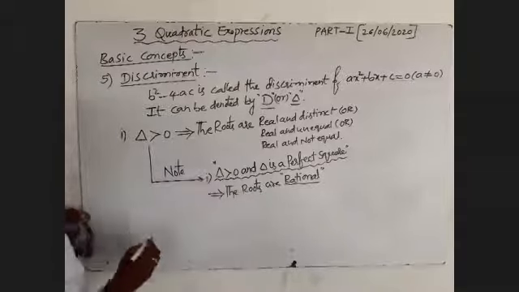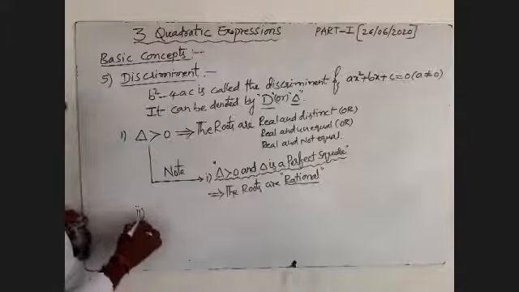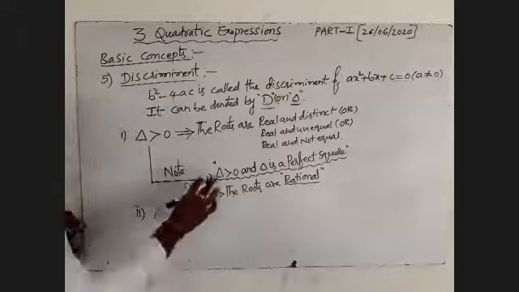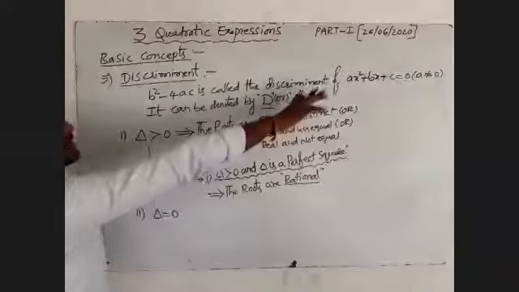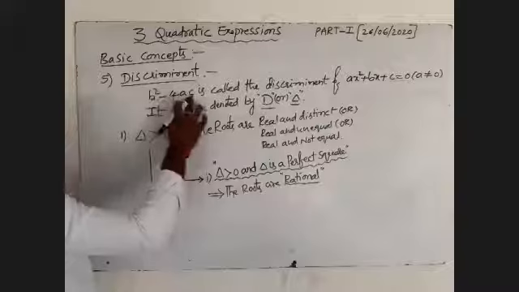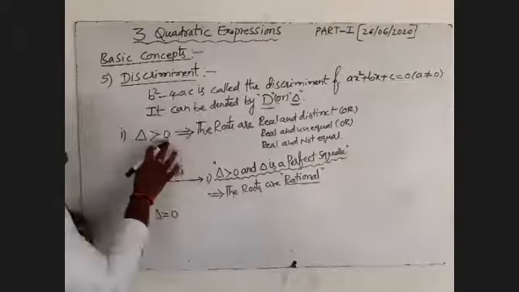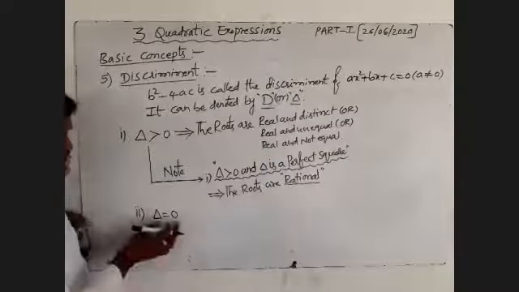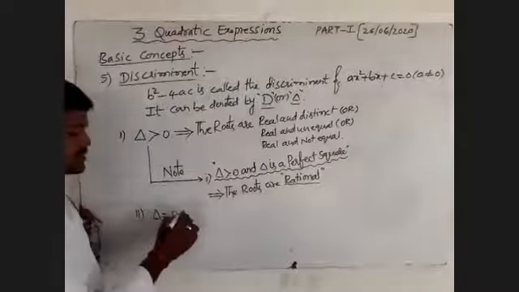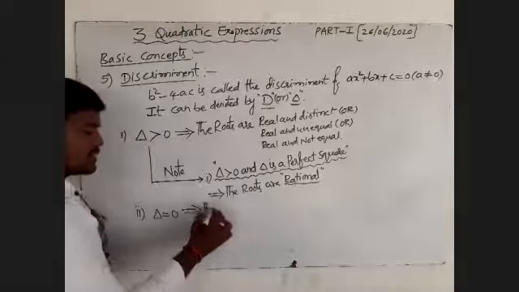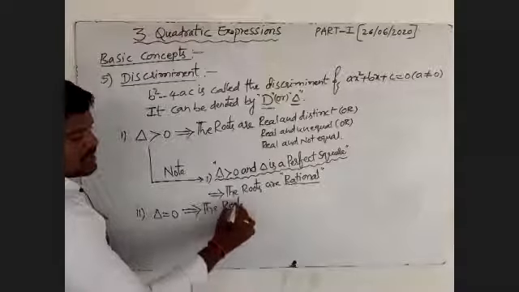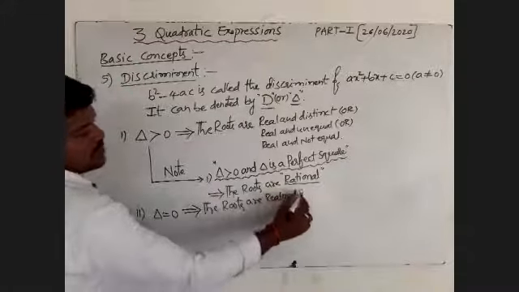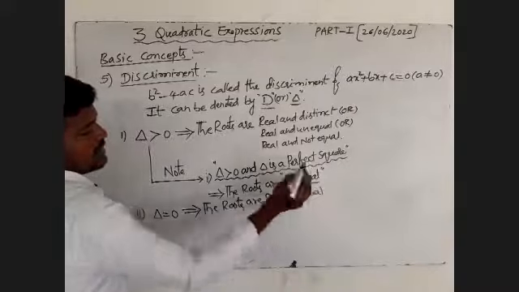Now I am going to the second one, that is delta equal to 0. In this given quadratic equation, when b square minus 4ac is greater than 0, the roots are real and distinct. When the value b square minus 4ac is equal to 0, the roots are real and equal.